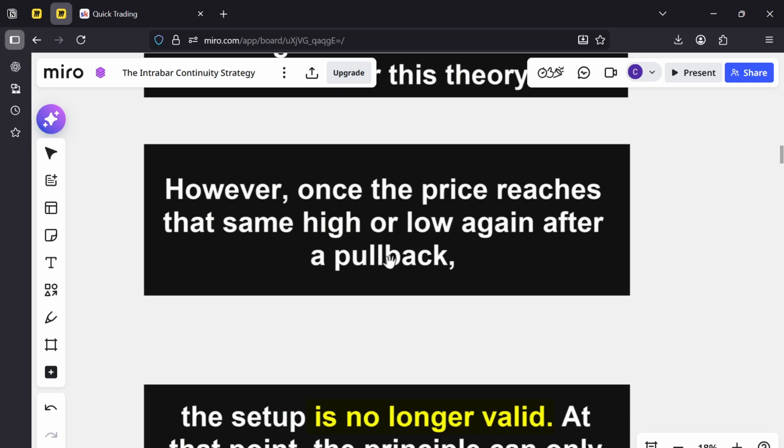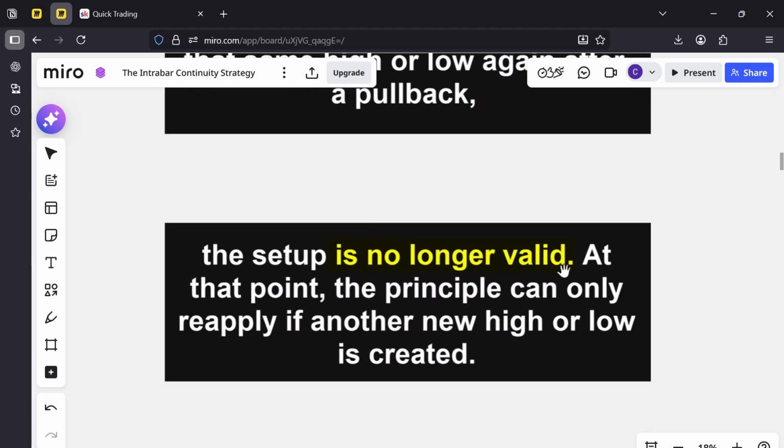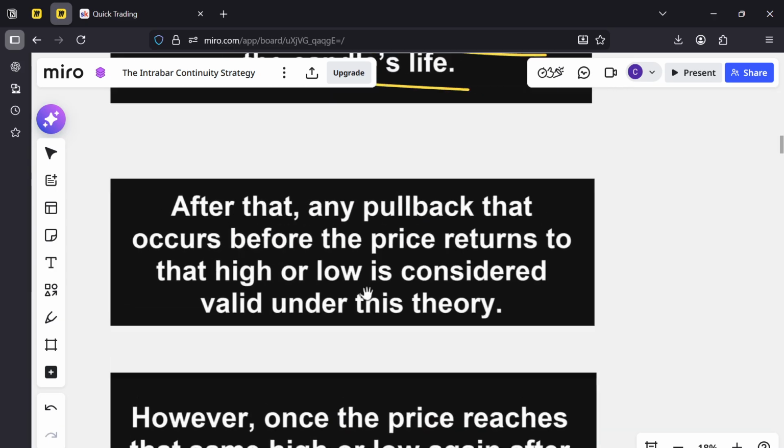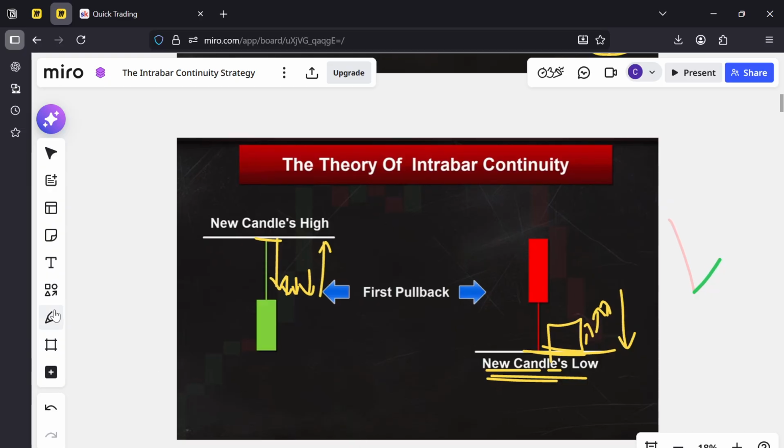However, once the price reaches that same high or low again after a pullback, the setup is no longer valid at that point. The principle can only reapply if a new candle high or low is created. So what that means is, if this candlestick over here reached all the way back up here and equaled this level up here, it's not a valid place to take that trade anymore.